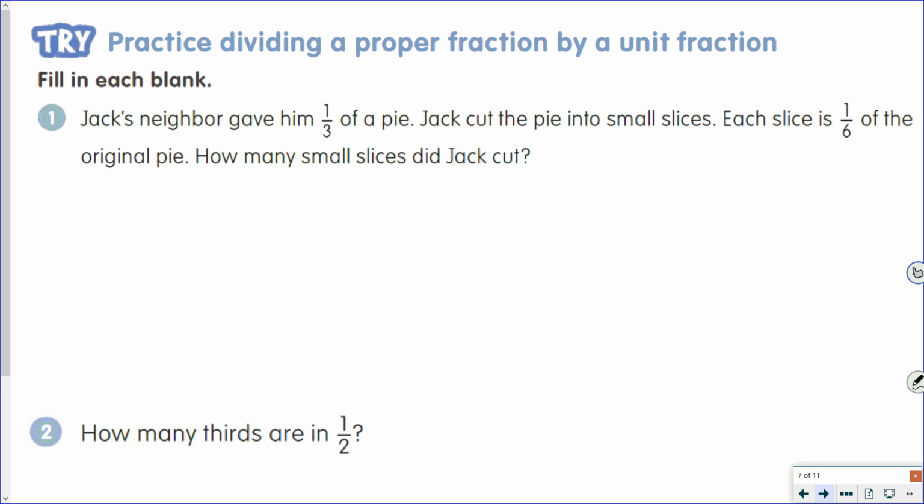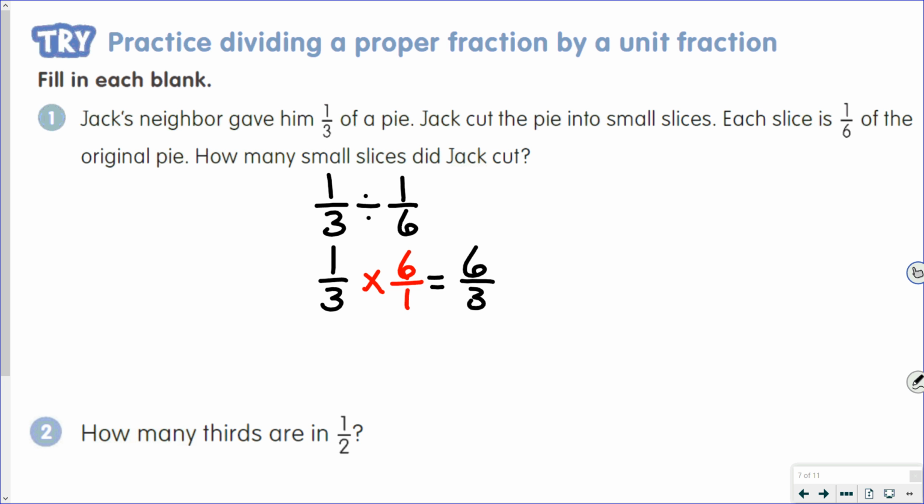So Jack's neighbor gave him 1/3 of a pie. Jack cut the pie into small slices. Each slice is 1/6 of the original pie. How many small slices? Well, we start with 1/3 of a pie. We're cutting it into 6ths. Keep, times, turn. We get 6 over 3, which is 2.